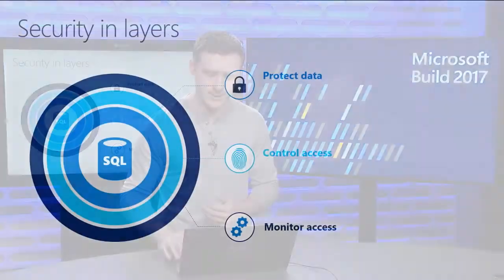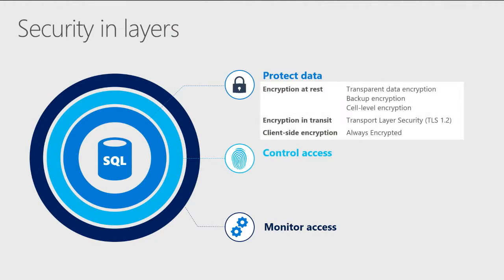Then the outer layer of security is about monitoring access and keeping track of who is doing what against your database. And so in this video, I want to briefly run through each of these different layers of security and show you how SQL Server provides you with the tools you need to secure each of these layers of your application. So let's start with protecting data, the first layer of security.